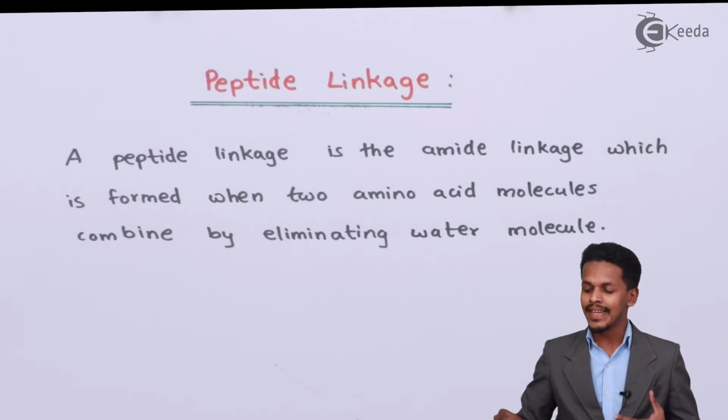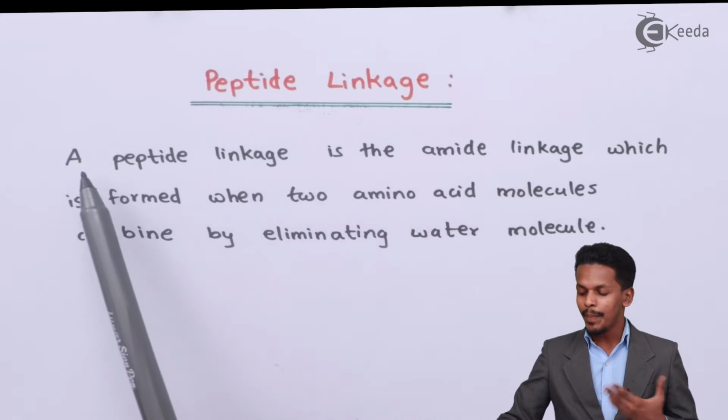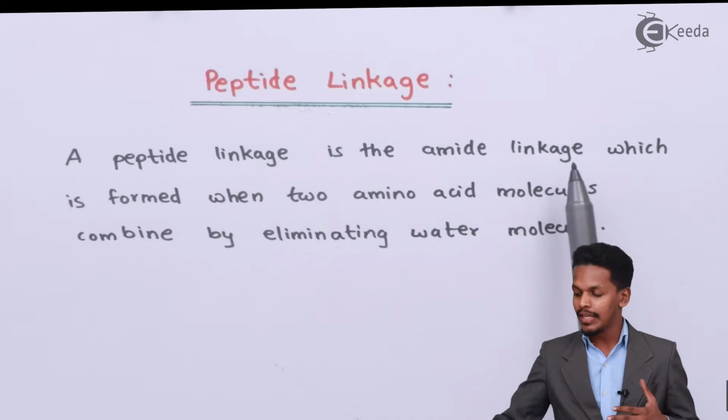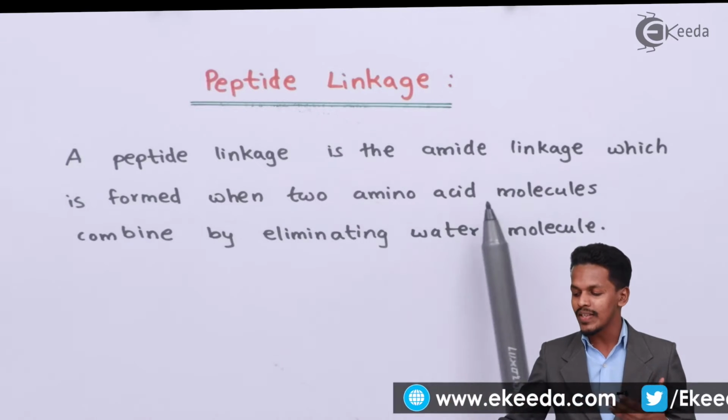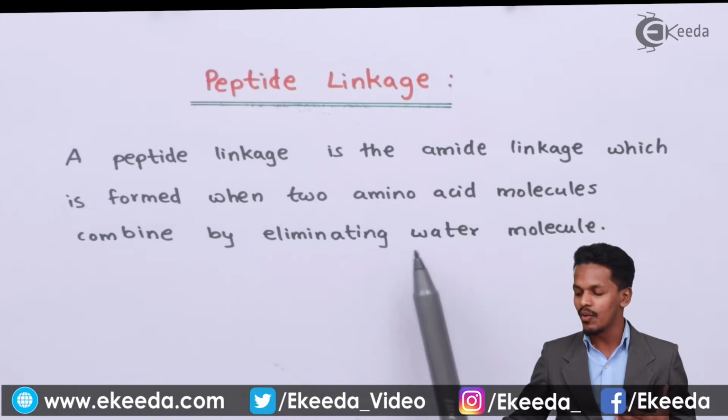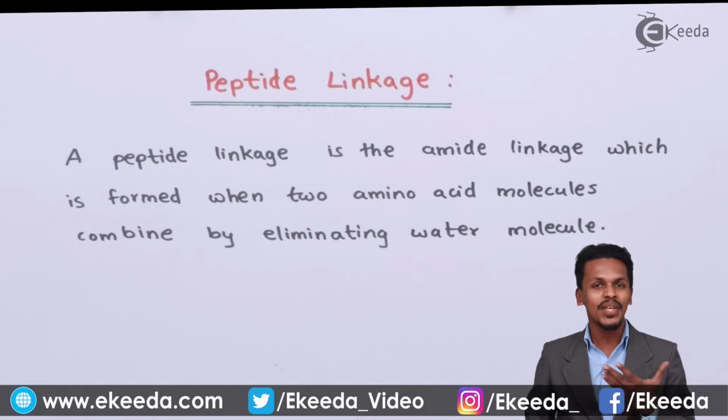So friends, now let us understand what a peptide linkage is. A peptide linkage is the amide linkage which is formed when two amino acid molecules combine by eliminating a water molecule. So let me give you a particular reaction so that we can understand what a peptide linkage is very easily.